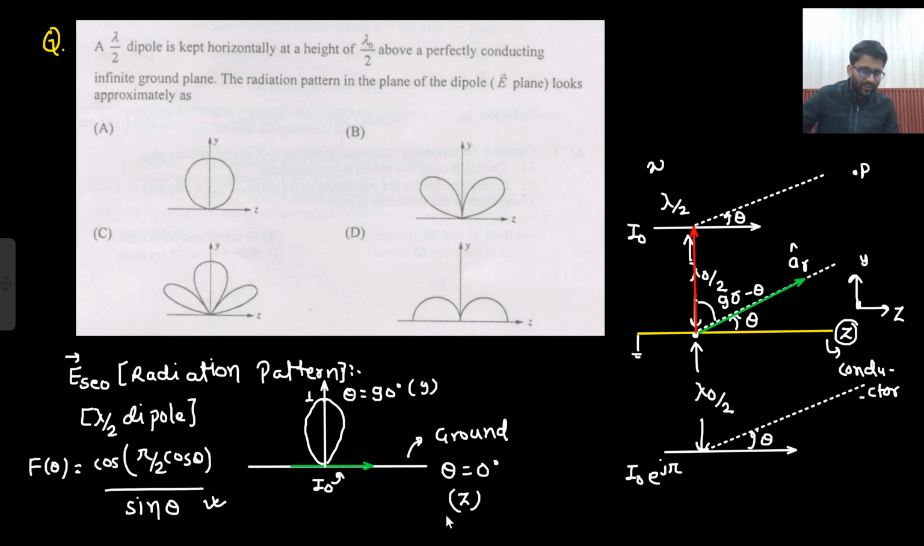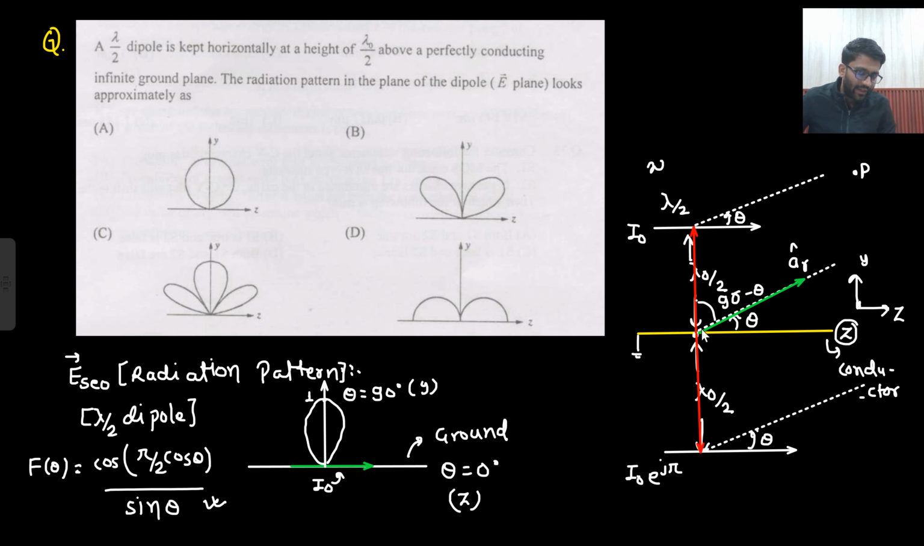So beta lambda naught by 2 cos 90 minus theta, because the angle between them is 90 minus theta, plus what about the downward? What do I need to do? Going down, what is the distance? Lambda naught by 2. Here the phase is also pi. The distance is lambda naught by 2.